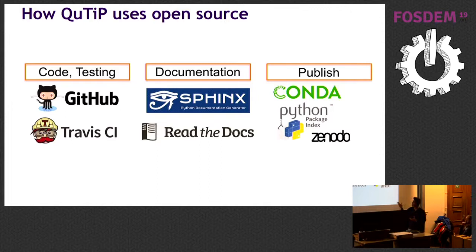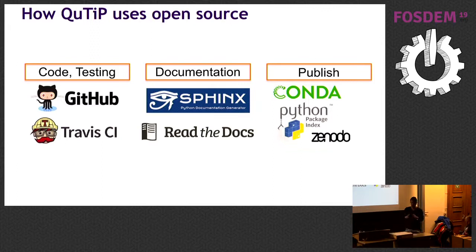So the first part is, of course, you write your code, and you have to test your code. We have very strict standards at QuTiP that whenever someone submits some new code, some new change, it has to be accompanied with some very rigorous test cases. And all this happens over GitHub. And we have a continuous testing environment set up with Travis.